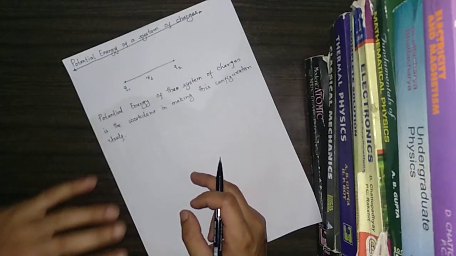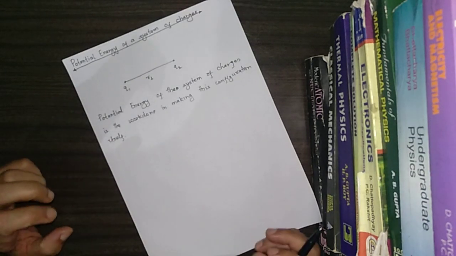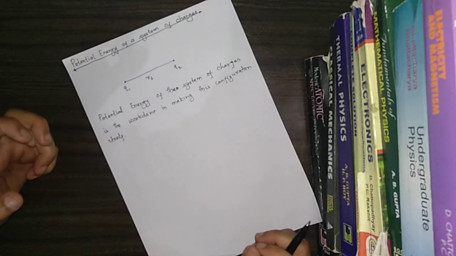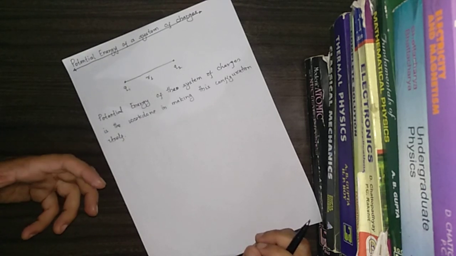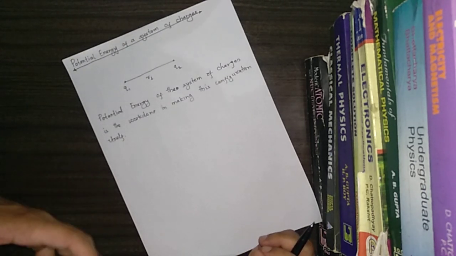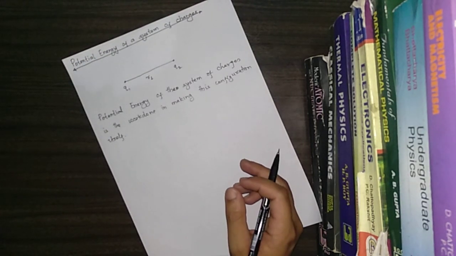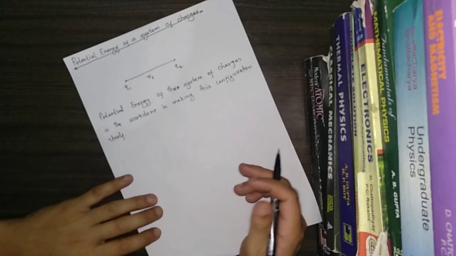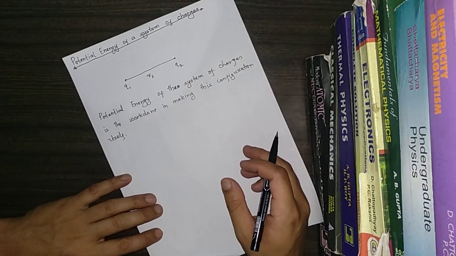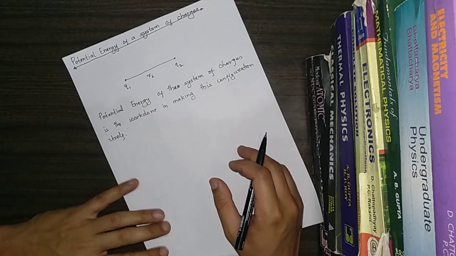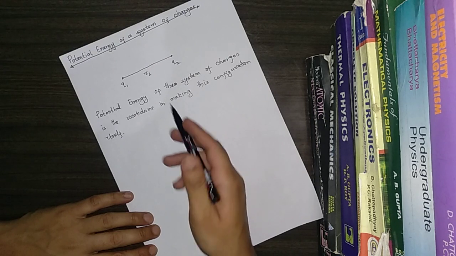So what is your system here? Our system is a system of two charges. So when we make this particular system, the net work done in making this system itself is the potential energy of the system of these two charges. So let us make or build this system and find the total work done in making this system, and that will give me the potential energy of the system.